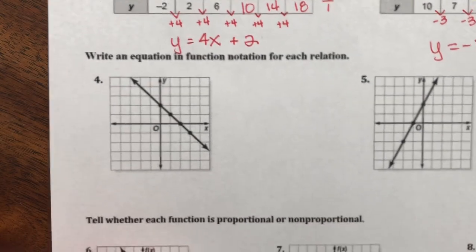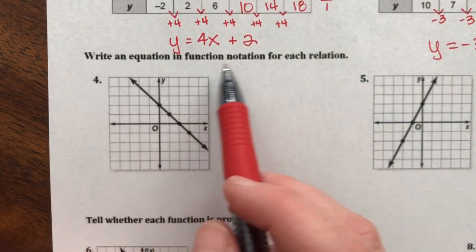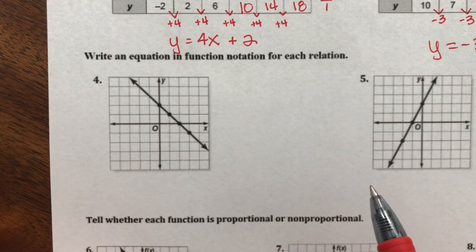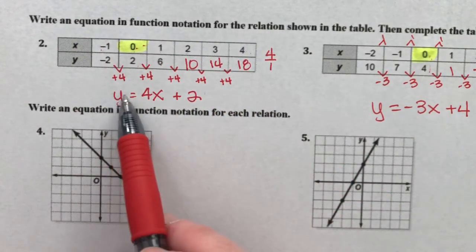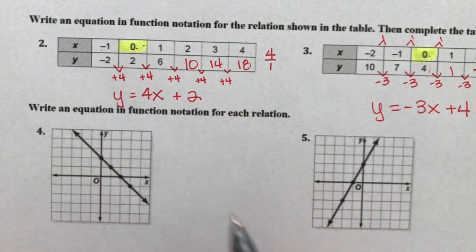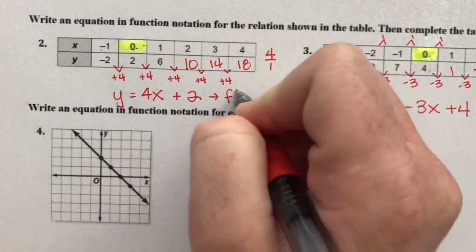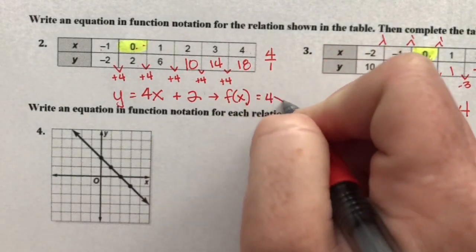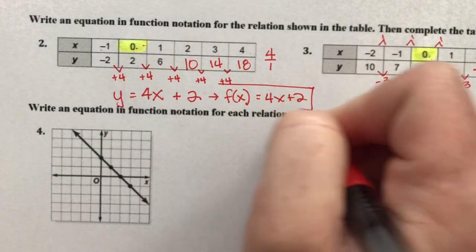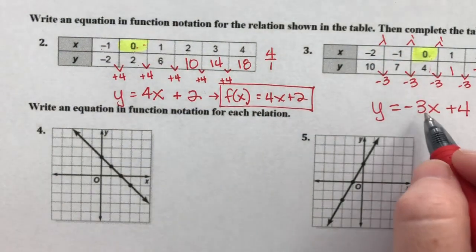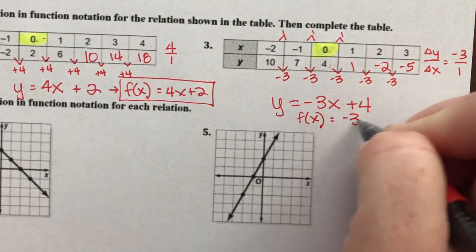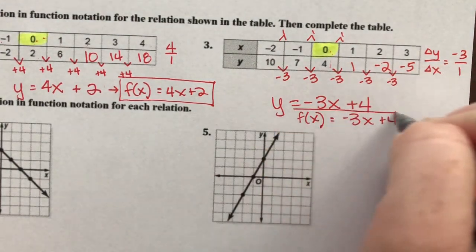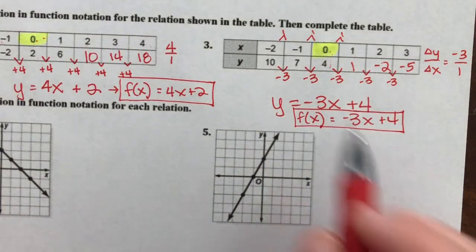All right. 4 and 5, we have to use the graphs here. Write an equation in function notation for each relation. Oh, I didn't do this in function notation up here, sorry. This said to write an equation in function notation. Remember, we replace y with f of x. So here it would be f of x equals 4x plus 2. This would be my function notation equation here. And over here, this would be f of x equals negative 3x plus 4. This would be my function notation equation for number 3.